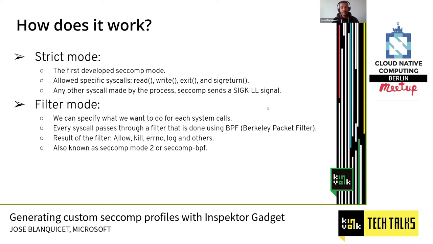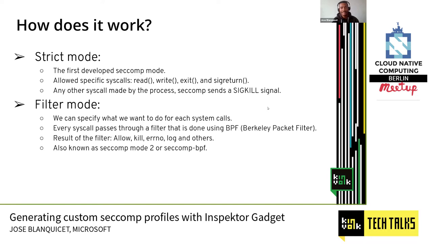Now we have two modes. One is strict and the other one is filtered. The strict is the original one, the first that was developed. And it is strict, as the name says. It allows you just four system calls: read, write, exit, and sigreturn. And any other system call made by the process will be answered with a SIGKILL signal sent to the process that triggered that system call.